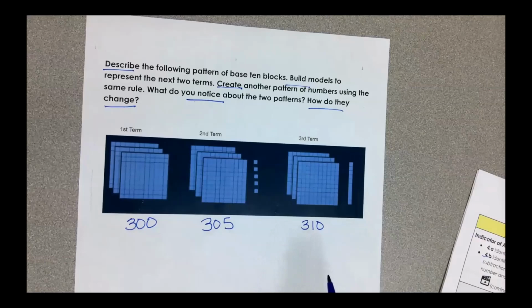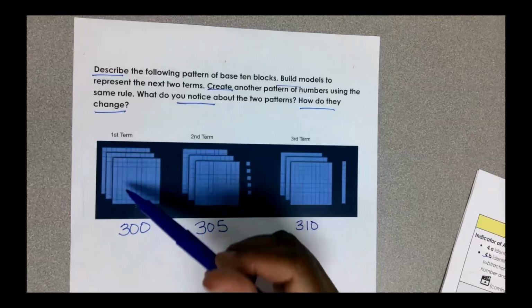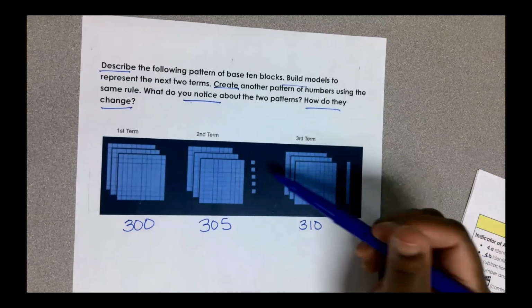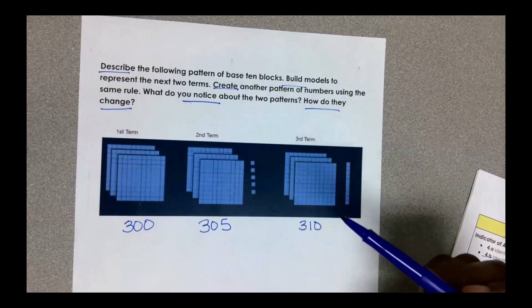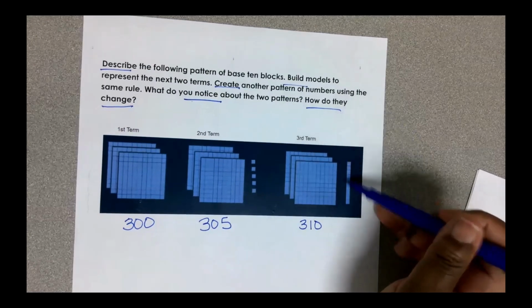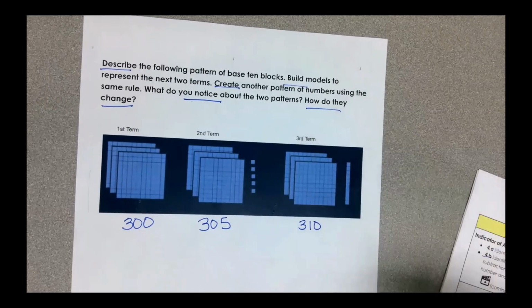I also want to figure out how they are different. Well, in term 1, there are 0 units sitting off to the side. I only have the flats. In term 2, I see that there are 5 units in addition to the 3 flats. In the third term, I notice again, we have a rod, but no loose units.